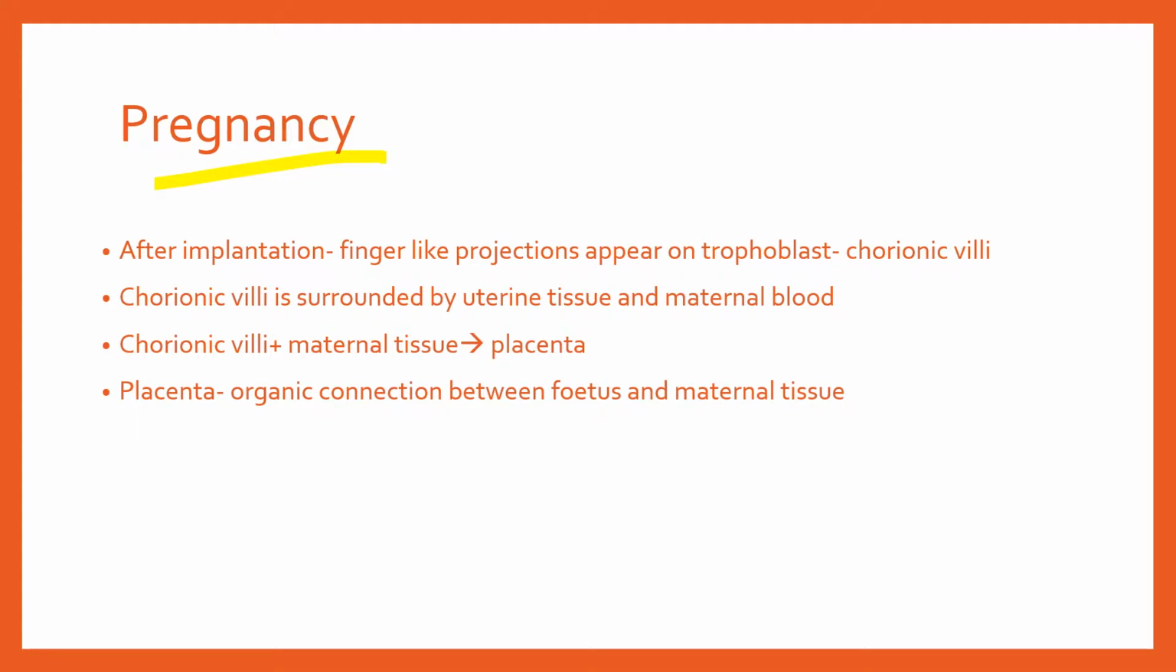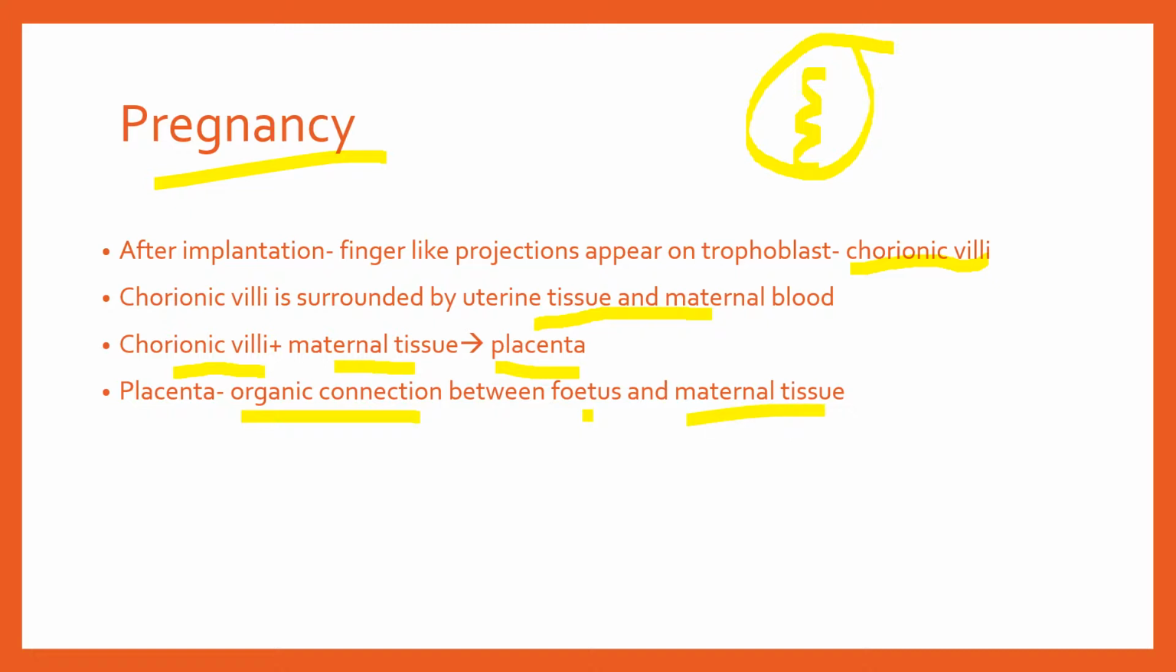Next, what happens after implantation is pregnancy. After implantation, finger-like projections appear on the trophoblast layer, and these finger-like projections are called chorionic villi. The chorionic villi are surrounded by the uterine tissue and maternal blood. So now the chorionic villi, along with the maternal tissue, form the placenta. And the placenta is the organic connection between the fetus and the maternal tissue.